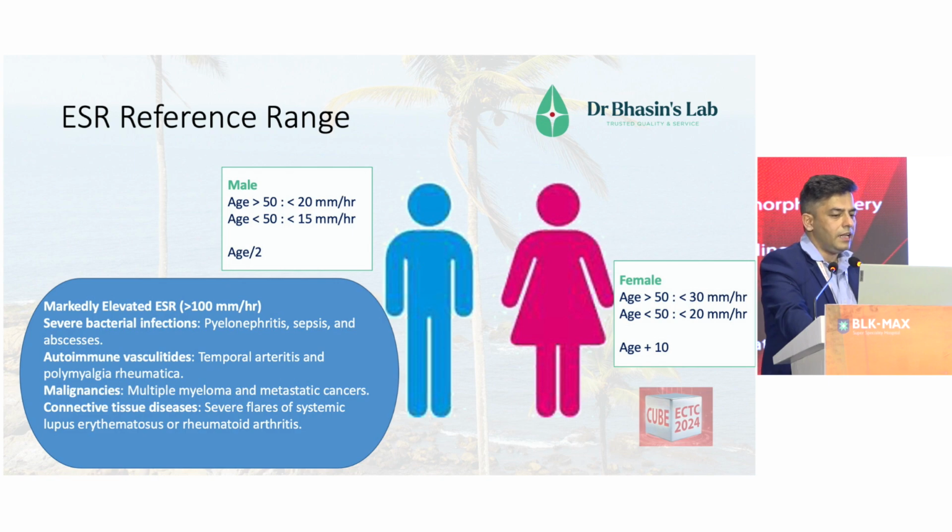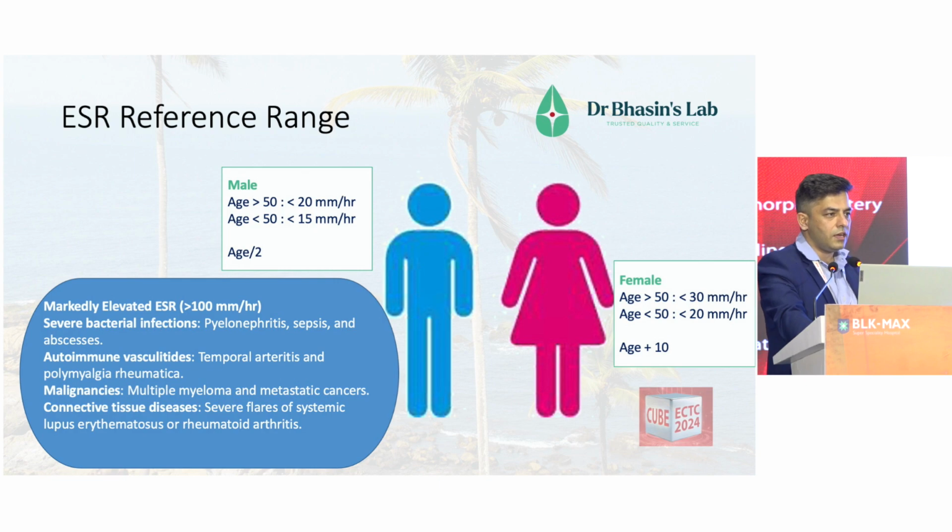Special mention is markedly elevated ESRs, more than 100, because ESR may have a lot of non-specific rises very often in general health checkups or CBC ordered for any other reason. The raised ESR of 30, 40, clinicians often ignore, but ESR more than 100 actually warrants immediate attention. So what can be the conditions? Severe bacterial infections like pyelonephritis and sepsis, autoimmune vasculitis, malignancies like multiple myeloma and metastatic cancers, and connective tissue disorders, severe flares of SLE or rheumatoid arthritis.